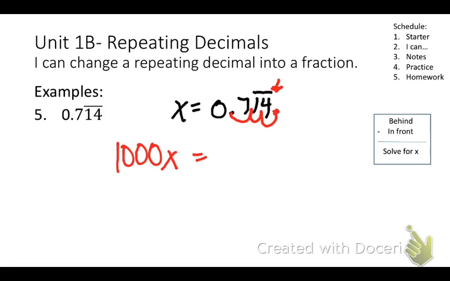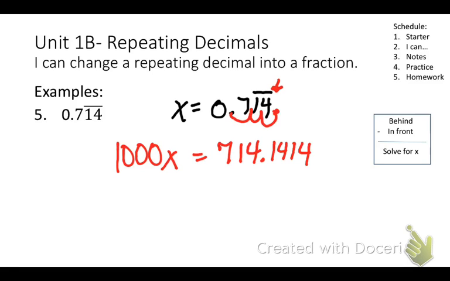And now that I have my decimal place moved behind the 4, my whole number is 714 point, and then I write down some of my repeats. And because my repeat is only over the 14, I'm going to write 1414. Now I do the equation in front of the repeat bar.